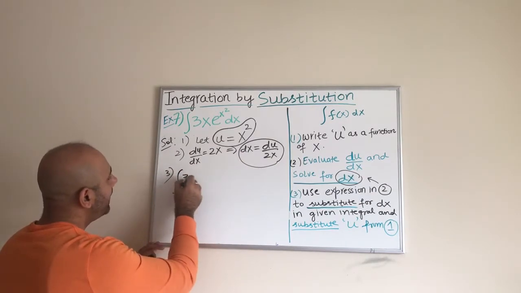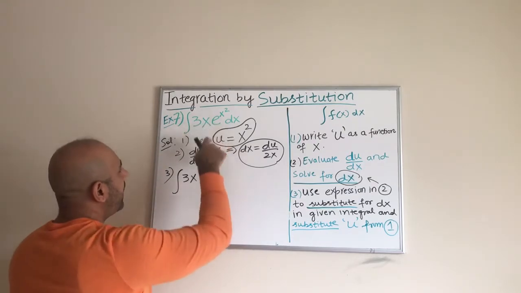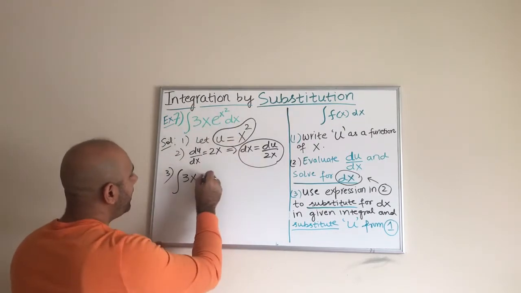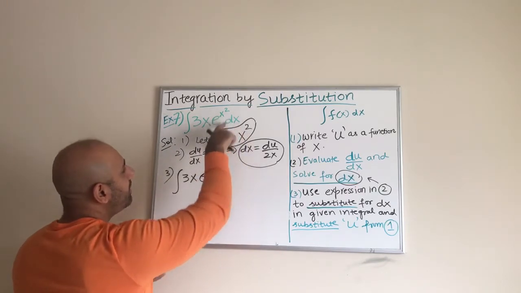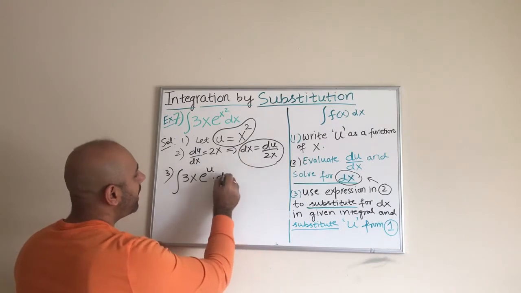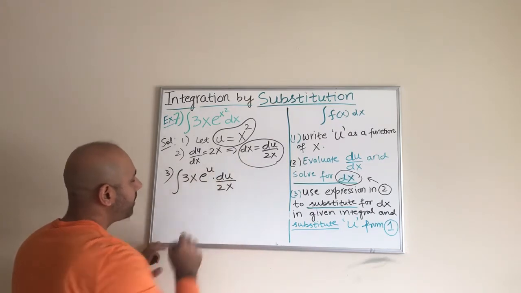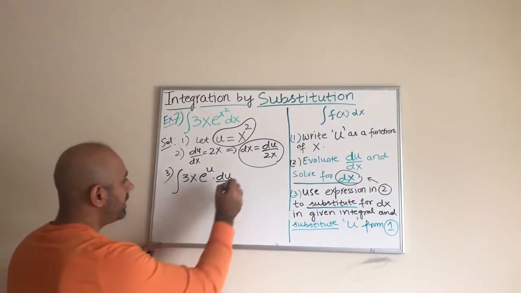It's 3x. Now we don't do anything with that right now, but then we have e to the power x squared. So e will stay. We cannot do anything with e, but x squared will be replaced by u, and then there is dx, which will be replaced by du over 2x. From here, guys, let us see what happens.